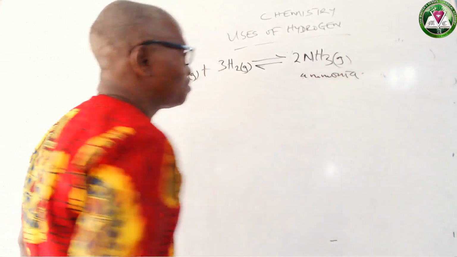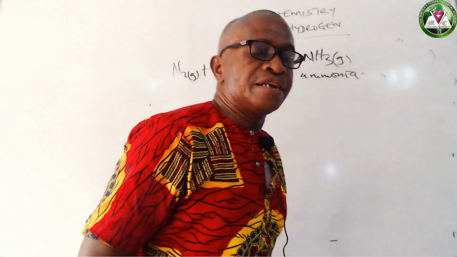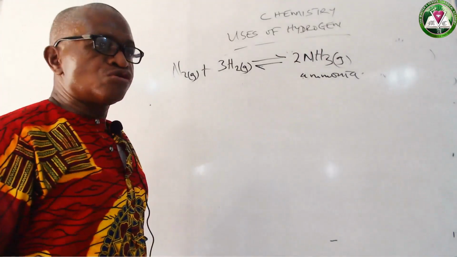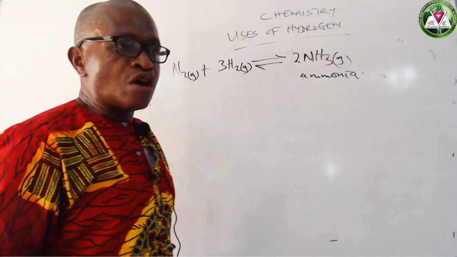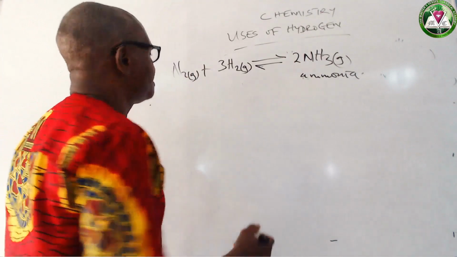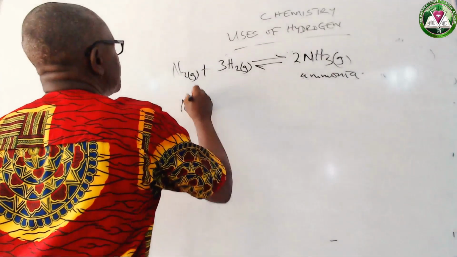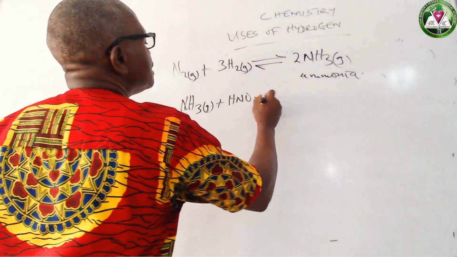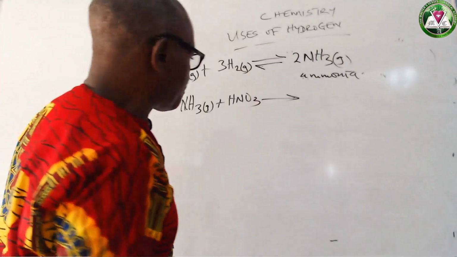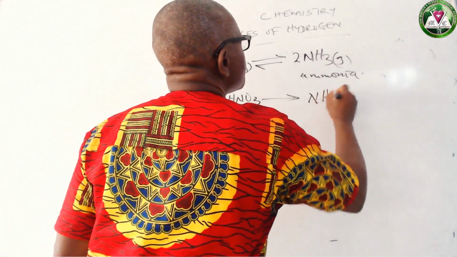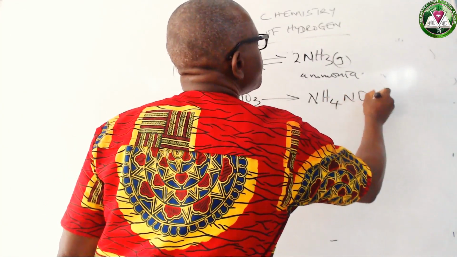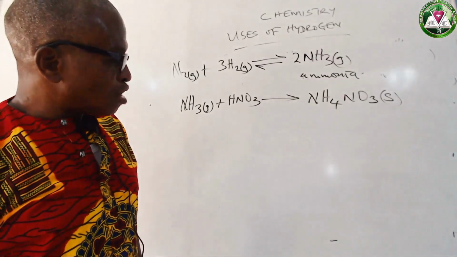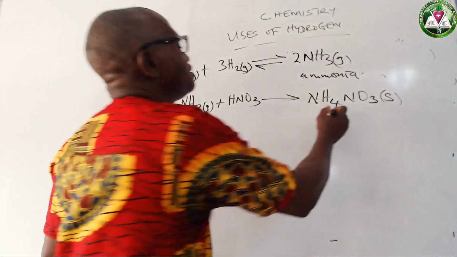Then this ammonia now, you can use it to produce a trioxonitrate 5 fertilizer. You can equally use it to produce your tetraoxosulfate 6 fertilizer. Therefore, you now have your ammonia, react it with HNO3, that is your trioxonitrate 5 acid, to have your ammonium trioxonitrate 5 salt. And this trioxonitrate 5 salt is your fertilizer. This is now your fertilizer.